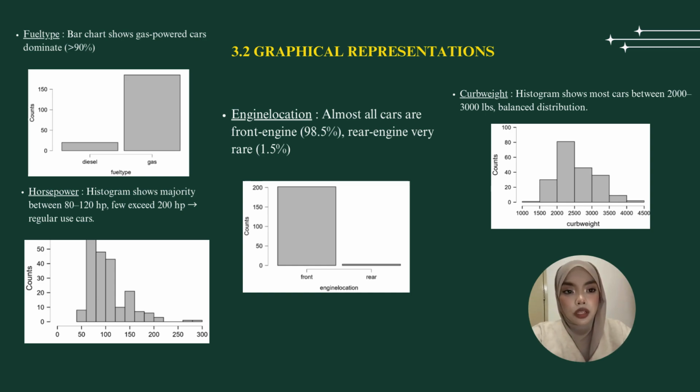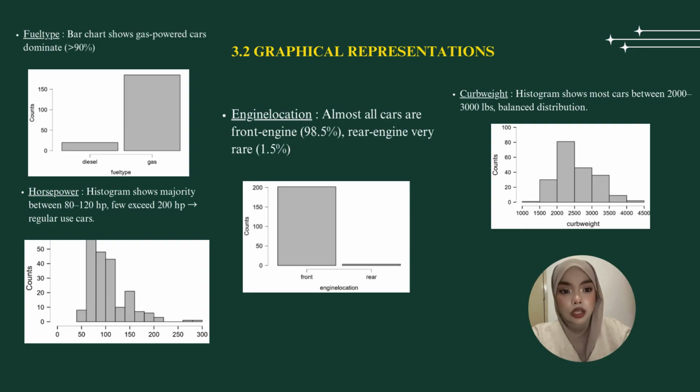For curb weight, the histogram reveals that most vehicles fall between 2,000 and 3,000 pounds. The average curb weight is 2,556 pounds with a minimum of 1,488 and a maximum of 4,066. This indicates moderate variation in vehicle weight, with most cars clustered around the mid-range, balancing efficiency and performance.